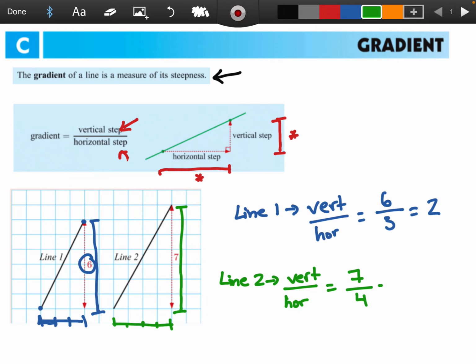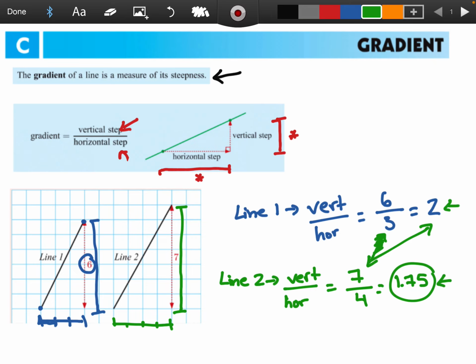If we were to figure that out as a decimal, we would get 1.75. We would never do this. This is purely for comparison's sake. We would leave the two slopes as fractions. Well, actually, over here we would leave it as the 2, and we would leave it as 7 over 4, because that's reduced as far as it can go. For comparison's sake, line 2 has a slope of 1.75, line 1 has a slope of 2, therefore line 1 is the steeper of the two because its slope is greater.